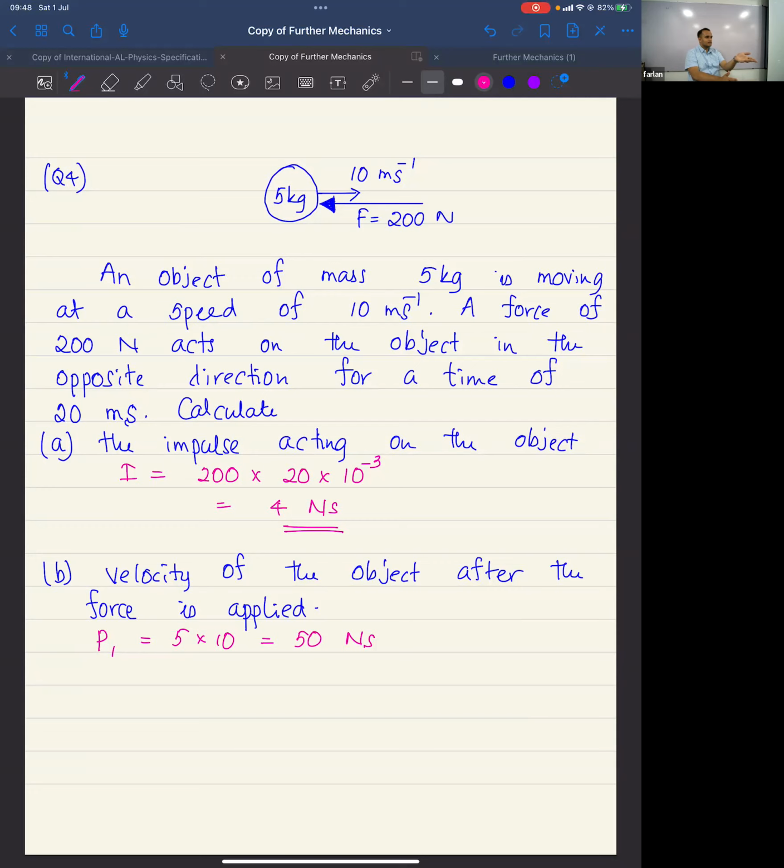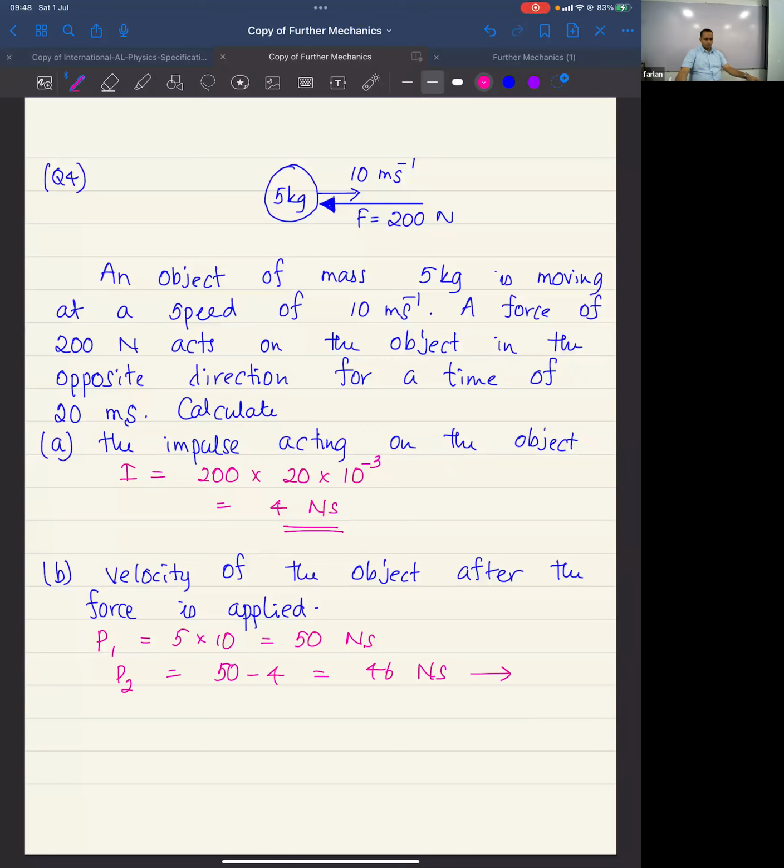46. Correct? That 46 is to the right or left? Right, because it was 50 to the right. It reduces by 4, so it will become 46 to the right. So the final momentum is 50 minus 4, 46 newton seconds, still to the right. Agree?